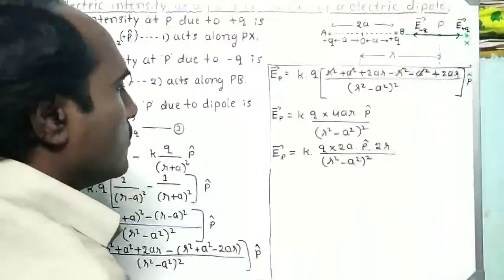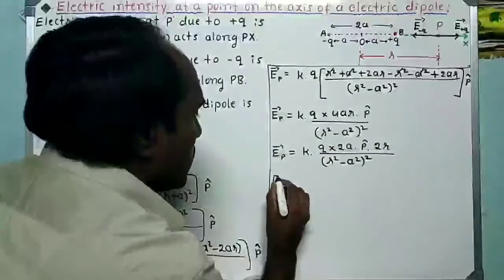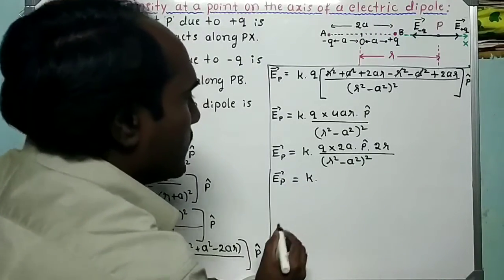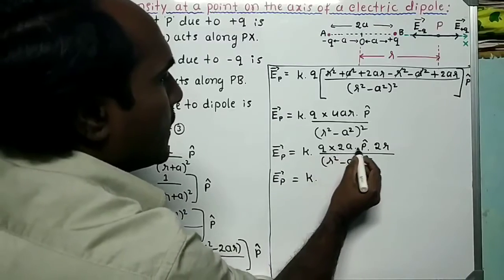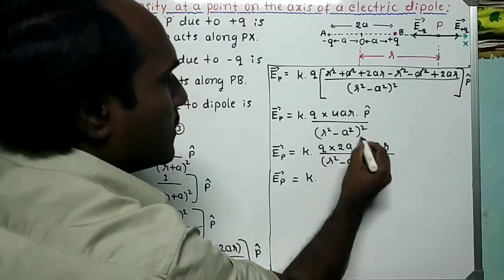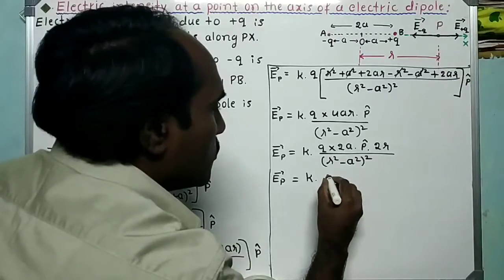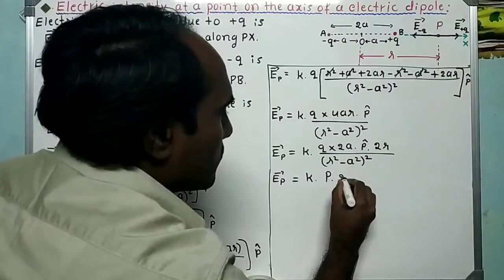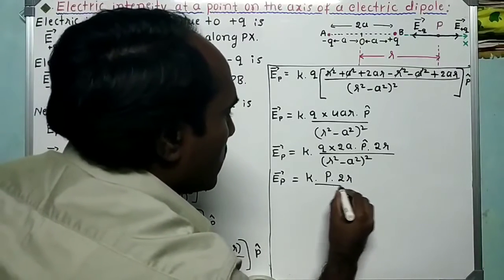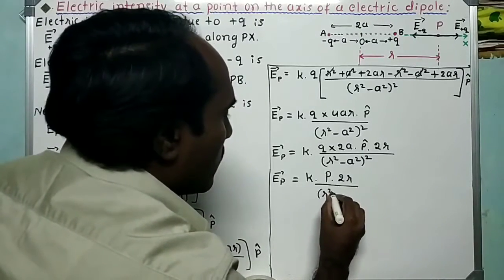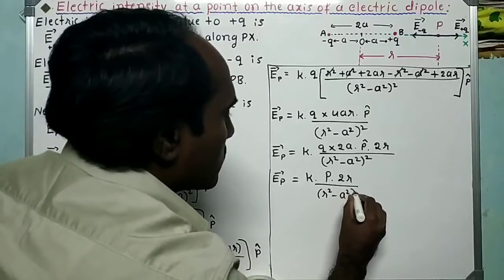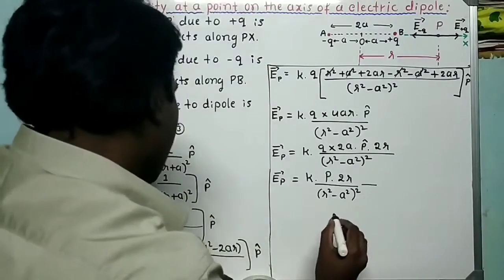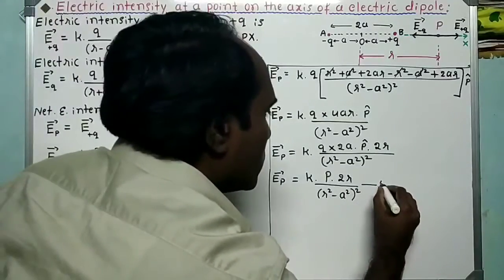Okay, now electric intensity at point P, vector EP, is equal to K into Q into 2A into P cap. It represents electric dipole moment, which is denoted by capital letter P, into 2R divided by r square minus a square whole squared. Here, this is equation 3 and this is equation 4.